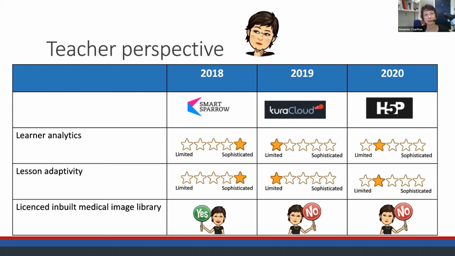Smart Sparrow also had the advantage of having a licensed medical image library. So there was radiology, pathology, diagrams, biomedical images of all sorts that I could just extract from the library and put into my lesson. The other two do not, most of them don't.